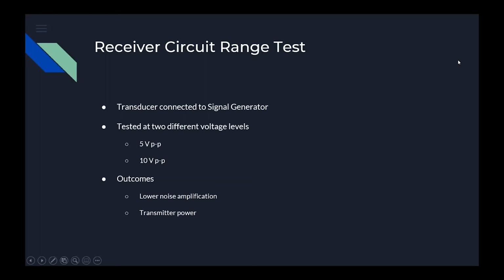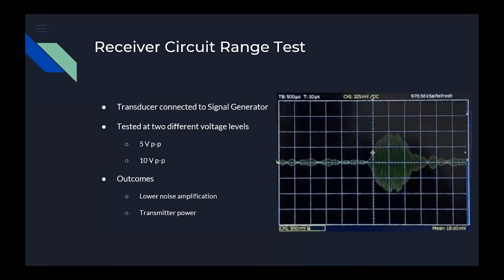The purpose of the range test was to determine the maximum distance at which the receiver can accurately receive a signal from the transmitter. The goal was to reach a distance of 45.83 feet. In order to conduct the range test, the transducer was connected to a signal generator transmitting a 5 and 10 volt peak-to-peak sinusoidal wave with bursts of 35 cycles per 100 milliseconds at a frequency of 39 kilohertz, with the receiver circuit upright and stationary.